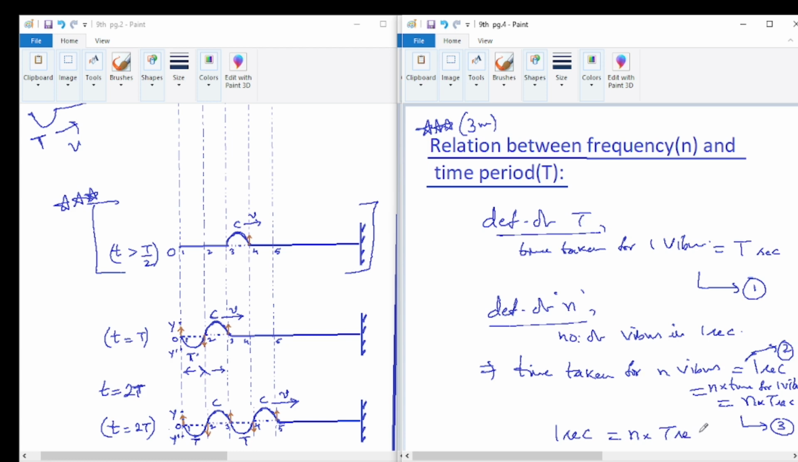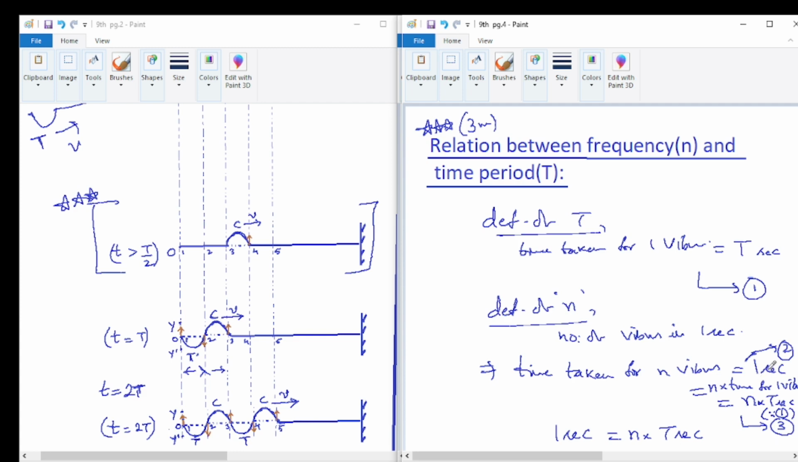So any doubt here? Just check it. It's not complicated. Nowhere is it difficult. First we got equation 1. Using that equation 1 only, we substituted the time for one vibration, and we got n into t seconds. This is why we are getting this step. So what we got is that the time taken for n vibrations from the definition of frequency is exactly 1 second. But from the definition of time period, it is also equal to n into t seconds. So both are one and the same time taken for n vibrations.